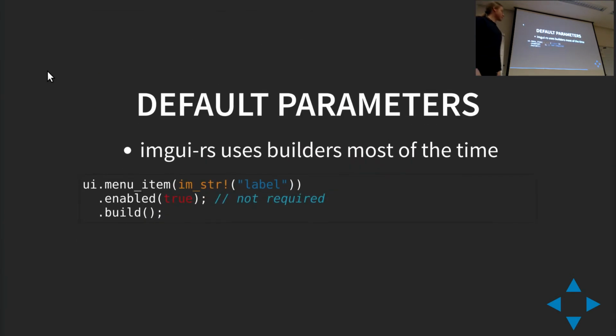And IMGUI-RS instead uses builders. So when you call, for example, menu item, you get a builder object that has these functions that you can call to set one parameter that's optional. And you can just decide if you want to set that thing or not. And finally, when you call build, that's the point when the actual thing is built. And this is quite a different way of doing things.